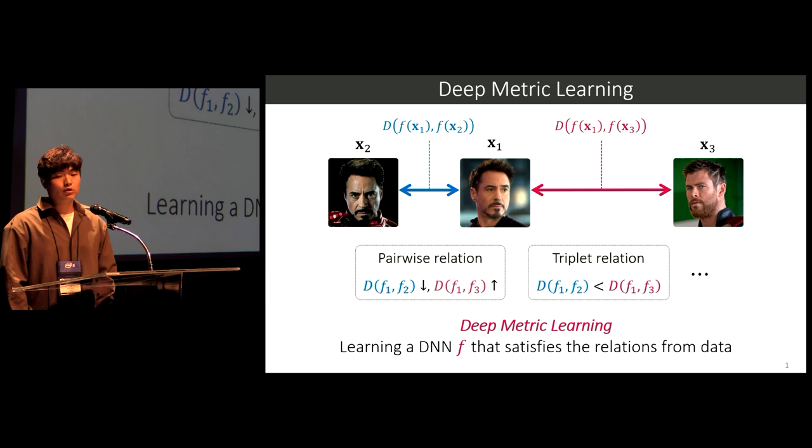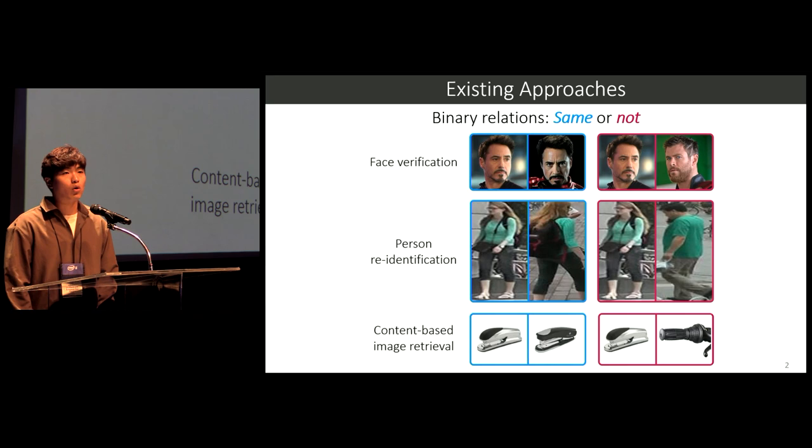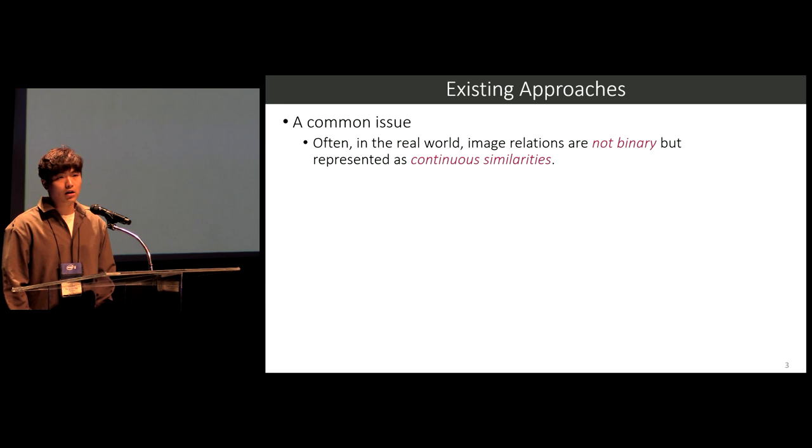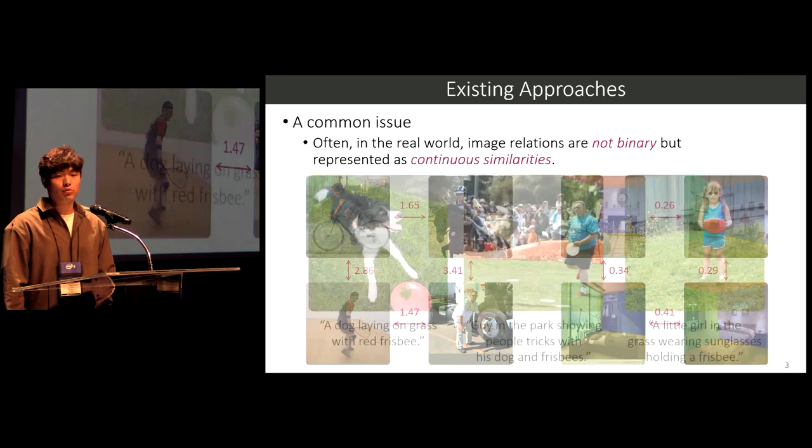Recently, deep metric learning achieved great success in visual understanding tasks, including face verification, person re-ID, and content-based image retrieval. Most of these tasks use binary relation as same or not. So conventional metric learning losses rely on binary supervision. However, in the real world, image relations are often not binary, but represented as continuous similarities. For example, there are tasks that use continuous labels, such as human pose, room layout, and image captions.